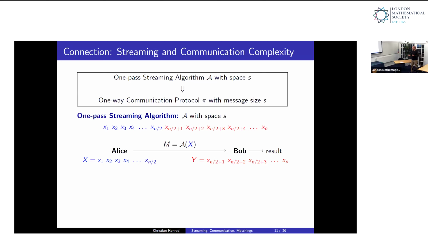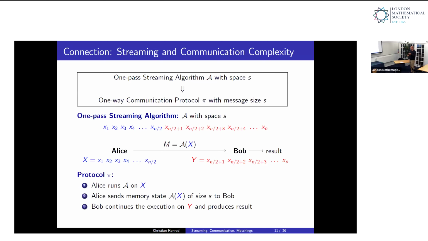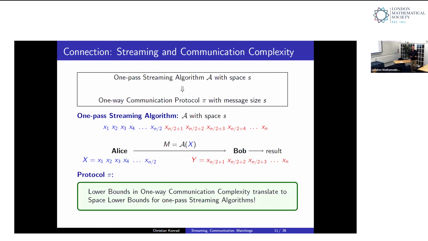This connection is not particularly complex, but what it means is the following. Maybe let's give one more detail just to be sure what is going on. Alice runs the algorithm on X, sends the memory state to Bob, and Bob just continues the execution of the algorithm. So the consequence of all of this is, if we can prove a lower bound in this one-way communication setting, for instance, we prove that for problem P we require space S in the communication setting, then it means that every streaming algorithm for the same problem also needs space at least S. Again, why is this the case? It is because a streaming algorithm gives us a communication protocol, and the space of the algorithm becomes the message size in this setting. So ultimately, to prove space lower bounds for streaming algorithms, we have to prove lower bounds on the communication in this one-way communication setting.